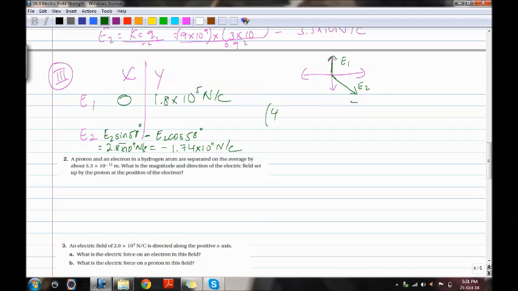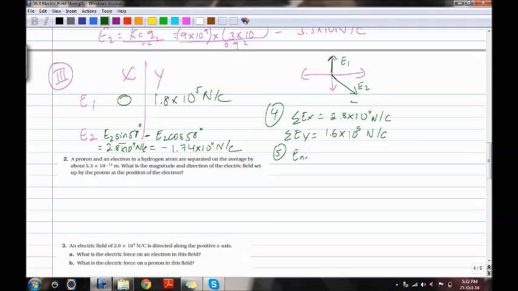Now the fourth step, let's find the sum of Ex and the sum of Ey. Now the sum of Ex would be 2.8 times 10 to the power 4 Newton per coulomb, and the sum of Ey, we add this to this, so the answer would be 1.6 times 10 to the power 5 Newton per coulomb. And now let's find the E net.